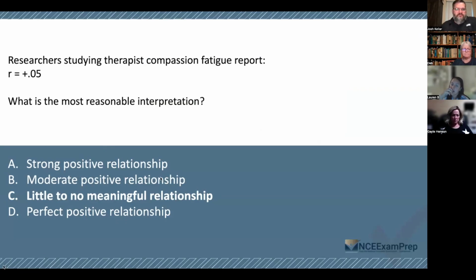So this is what's going to happen on the NCE: if we misunderstand the question, there's going to be an answer that matches your misunderstanding, right? Everybody say, dang it.